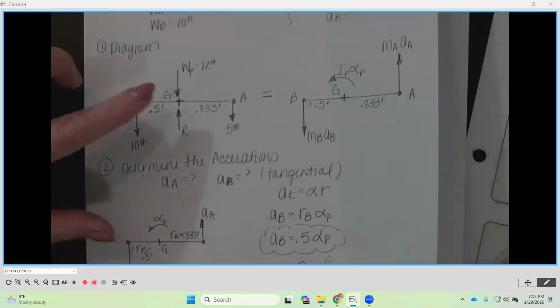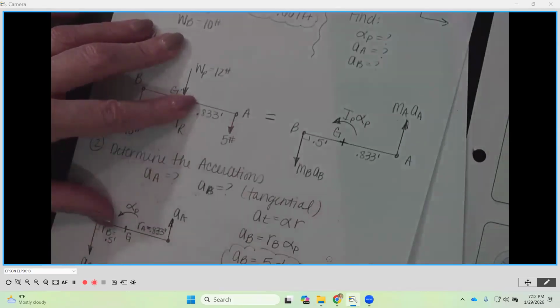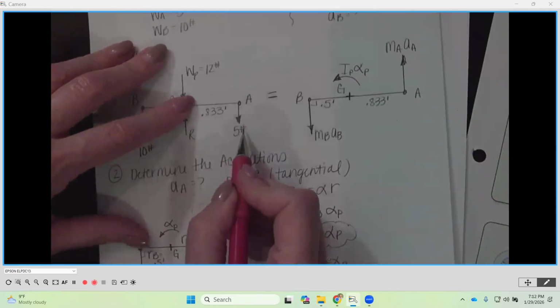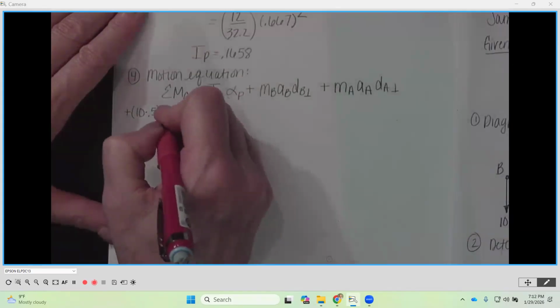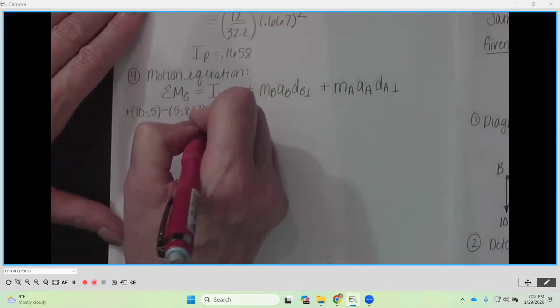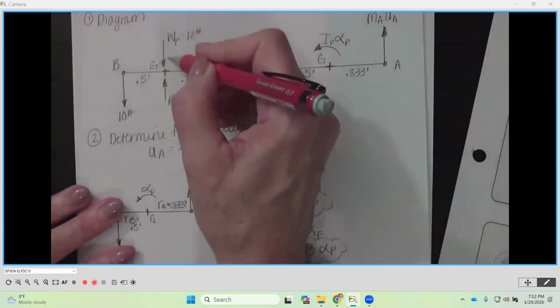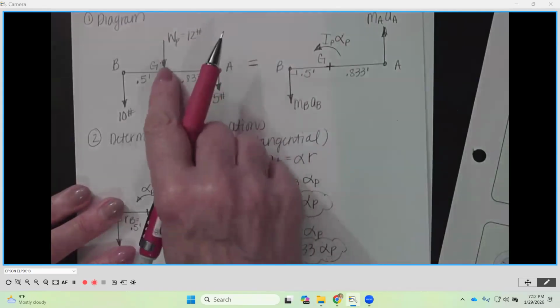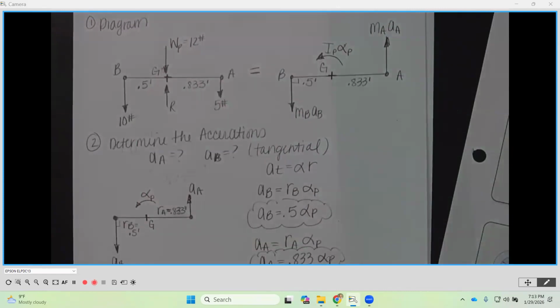Then we're going to do the same thing, put our finger on G, pull in the direction of A. That's going to go clockwise, so that'll be a negative direction, 5 times 0.833. This will be negative 5 times 0.833. Okay. Now, if we look back here, the W, the weight, and the reaction are going through that center of rotation, and that's what we're summing around. So those are not included in our moment side because they don't cause rotation, they're not offset, right?